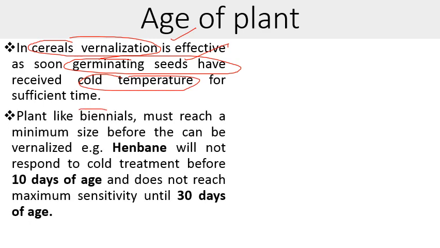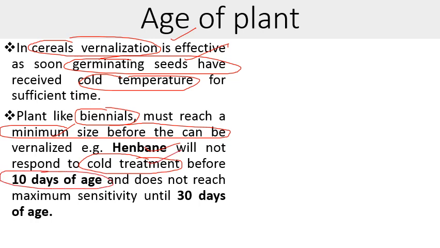Plants like biennials must reach a minimum size before they can be vernalized. So they should be grown vegetatively before they receive the stimulus of vernalization. For example, henbane, that is Hyoscyamus niger, will not respond to cold treatment. ये cold treatment को respond नहीं करता before 10 days of age.